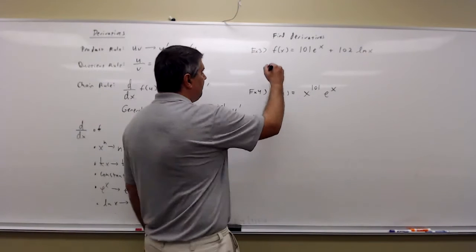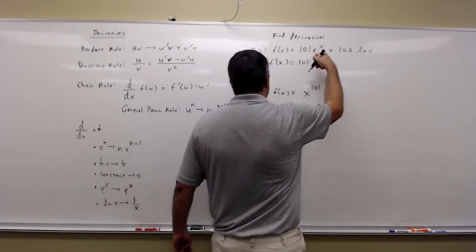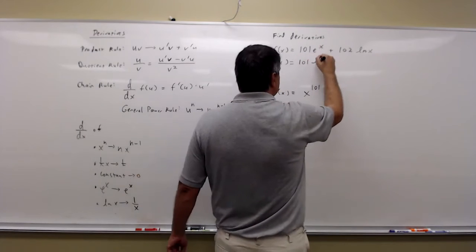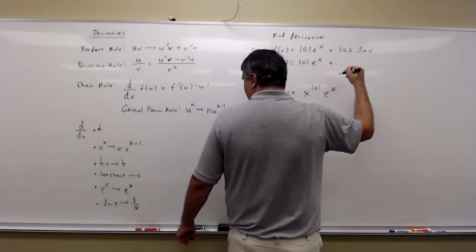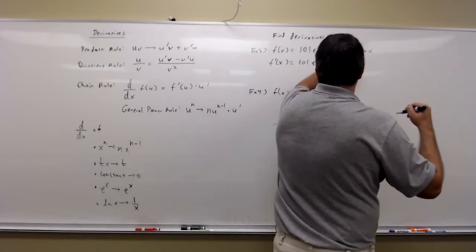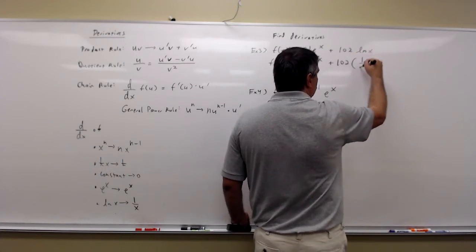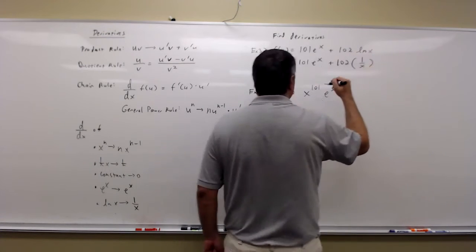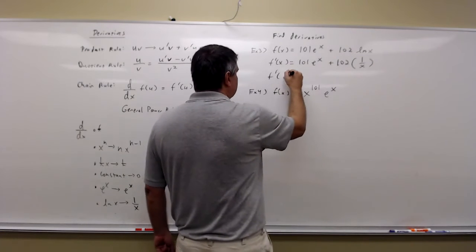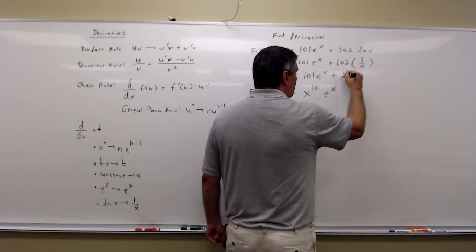All right, f prime of x here would be 101, and the derivative of e to the x is just e to the x. Okay, and then this would be 102. And the derivative of the natural log is 1 over x. So f prime of x equals 101 e to the x plus 102 over x.